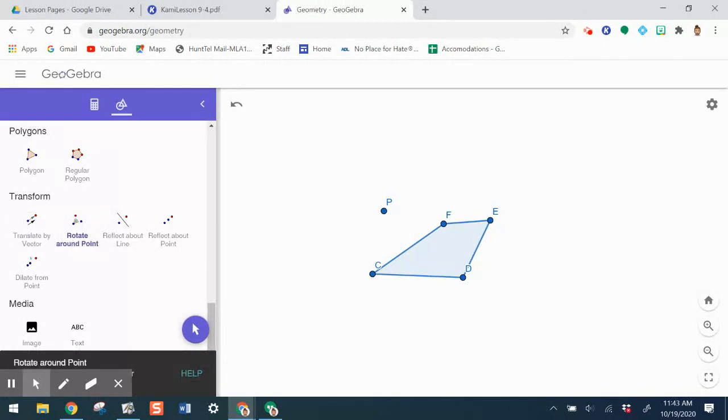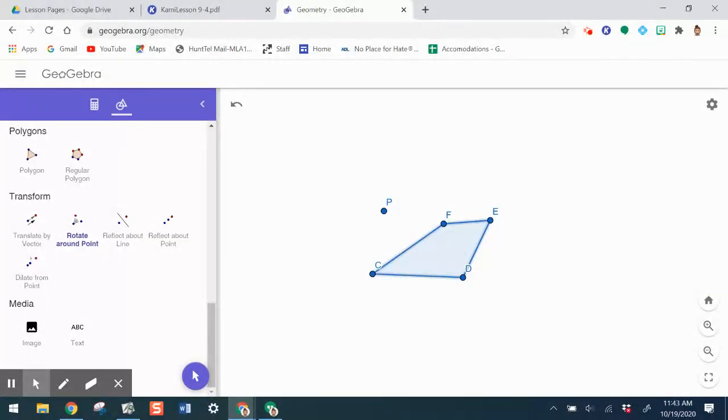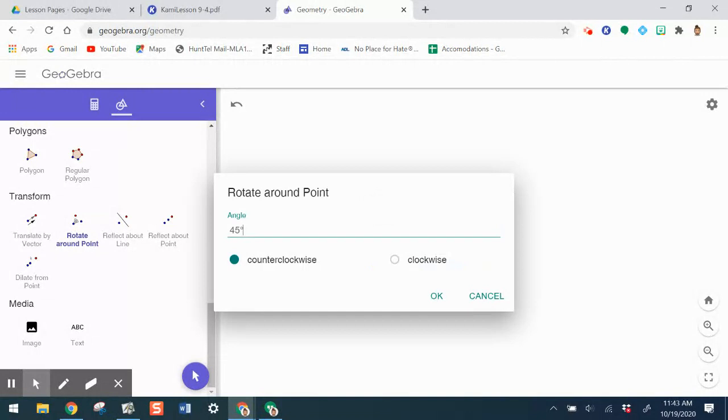Notice that even GeoGebra kind of helps you understand what's happening here. We translate using a directed line segment, also known as a vector. You reflect across or about a line, but you rotate around a point, in this case P, the center of rotation. So it tells us to select our figure, then select the center of rotation, and notice this little screen pops up, and they give us the choice to do 120, 45, whatever degree we want to rotate, as well as counterclockwise or clockwise.